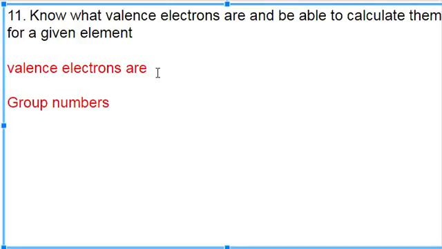Number 11, know what valence electrons are and be able to calculate them for a given element. So what are valence electrons? How do you know which ones are valence electrons?